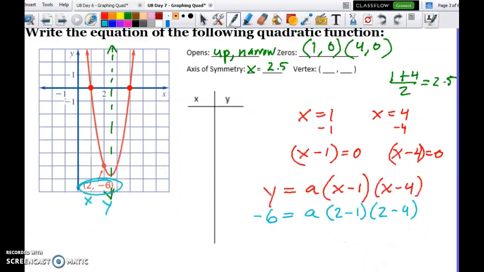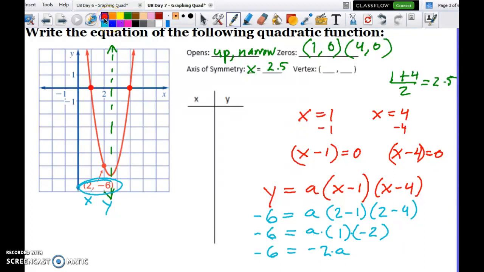So I'm going to scroll down a little bit, give myself some room. -6, and this is going to be a, and then what's 2 minus 1? Well, that's 1. 2 minus 4, be careful. -2, so I have -6 is equal to -2 times a. I did it wrong. 1 times -2 is -2 times a. Remember, I'm multiplying all these.